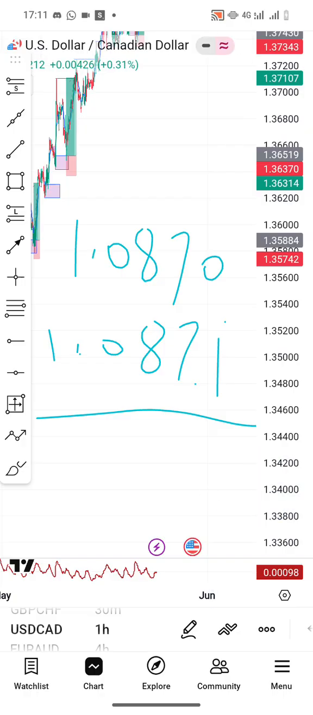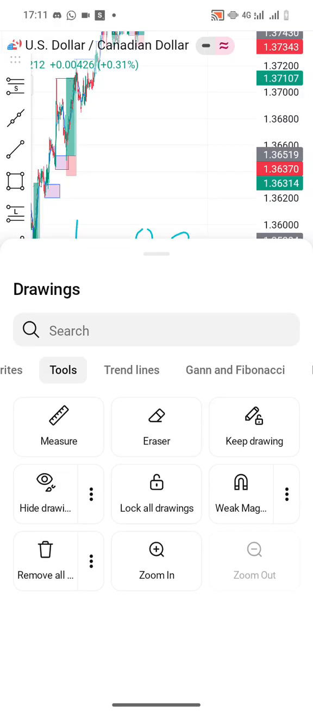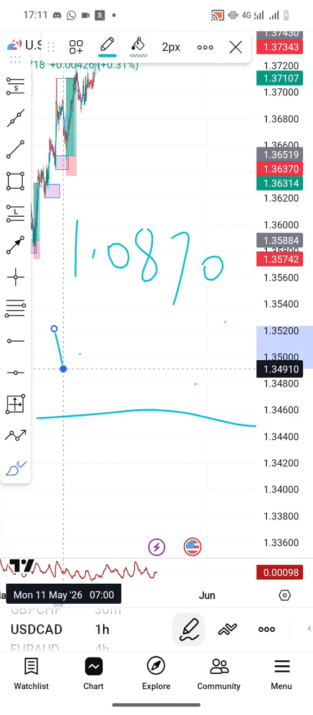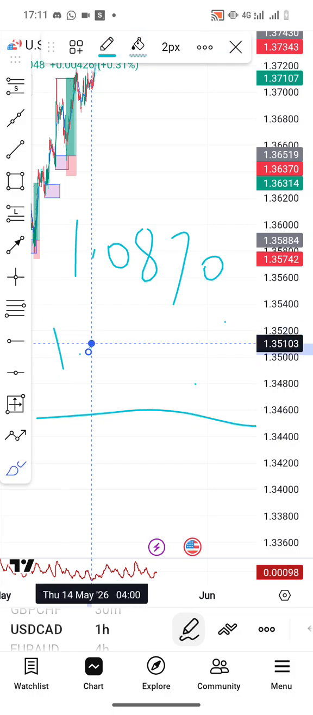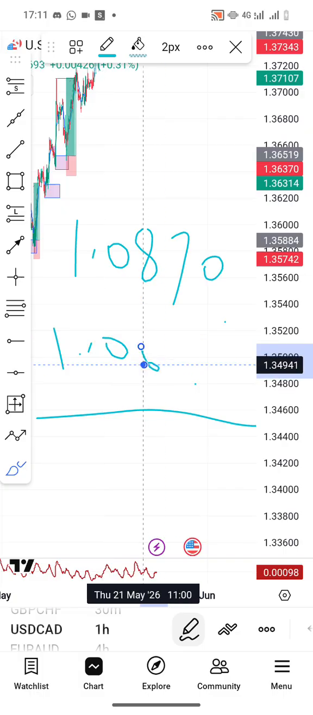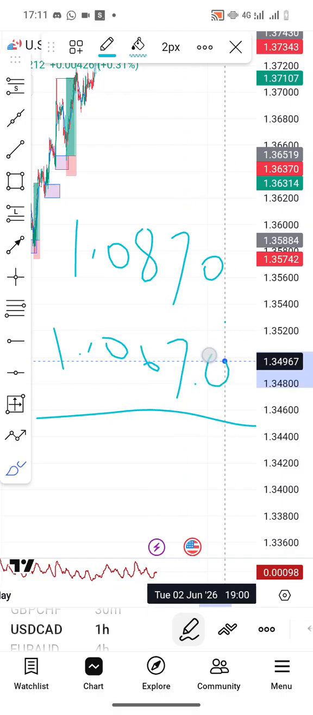So let's do another example right now. Let's say this market moves from 1.0870 to 1.0670.